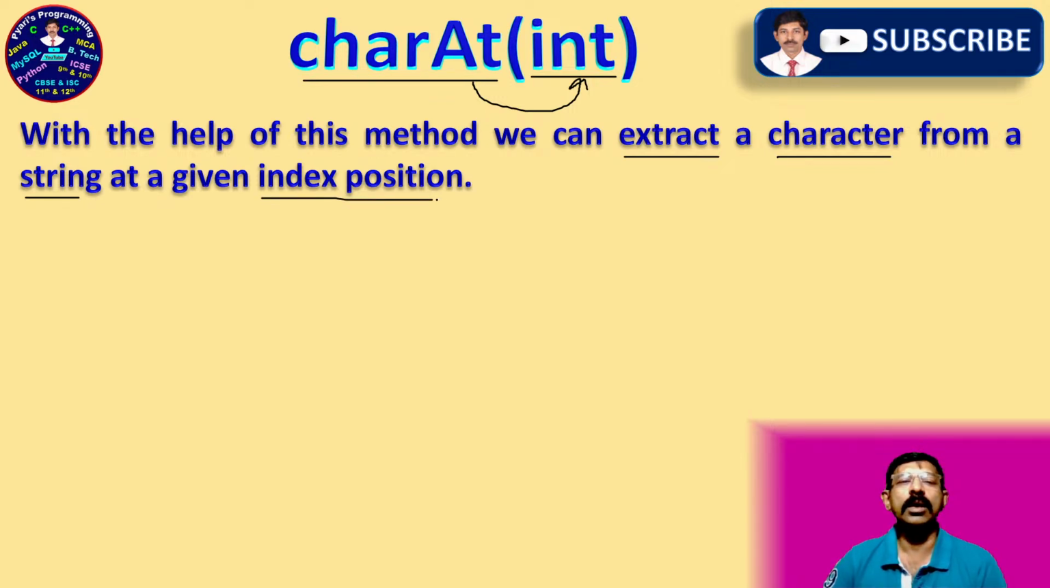So these are the underlying key points that it helps us to extract. What is it going to extract? It is going to extract a character from a string. Now, from which position? From the index position that is provided by the user. Everyone understood? What are the key points and how we can use these key points to create our own definition.